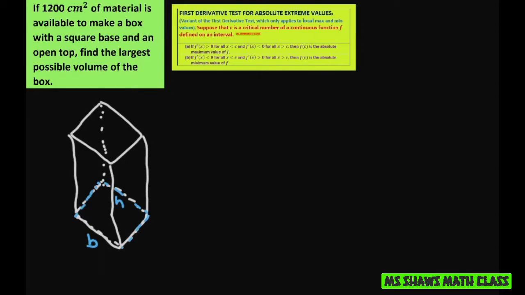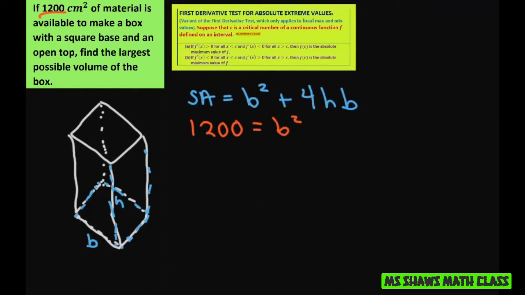So basically, if we do the surface area, we only have this bottom of the box, which is base squared. So the surface area equals base squared. And then the area of each of these sides is going to be base times height. And we have 4 sides, so it's going to be 4HB. Now our surface area is given at 1200. So you have 1200 equals base squared plus 4HB.